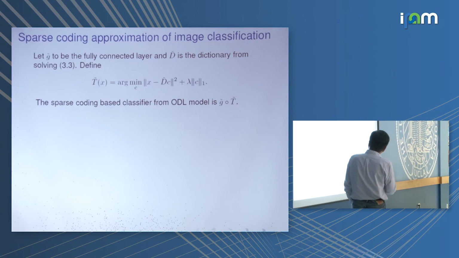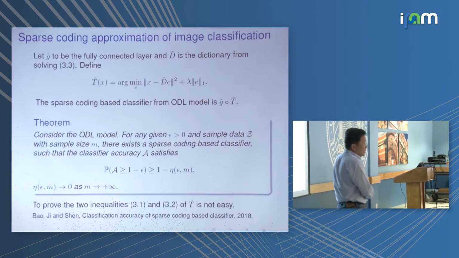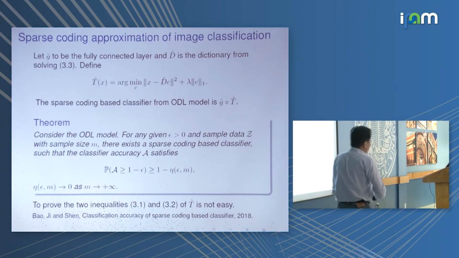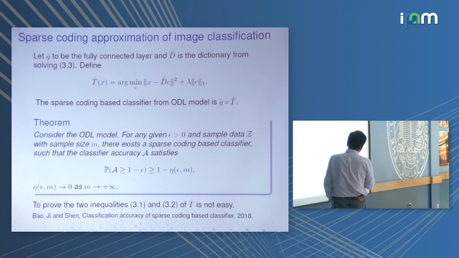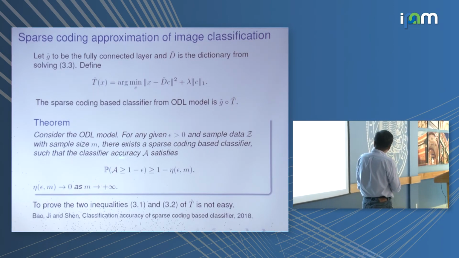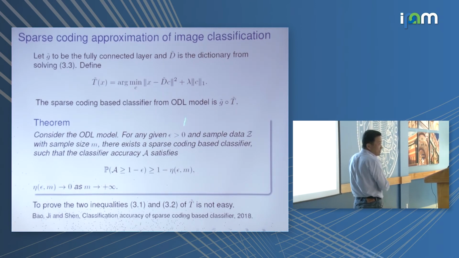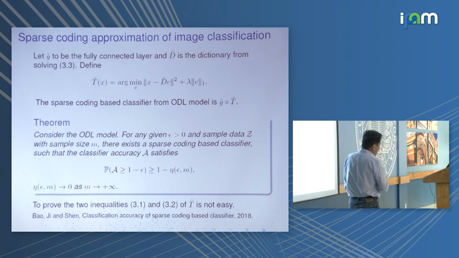Using encoding, you have a G and a component T. Then you have the same accuracy analysis. Not for test data. For any x you put in, you have this property. Your accuracy is close to 1 with high probability. Forget about the notation. You have a high probability your accuracy is close to 1.